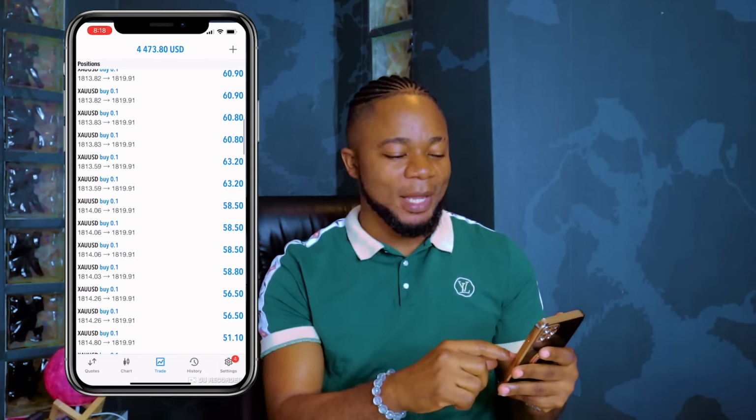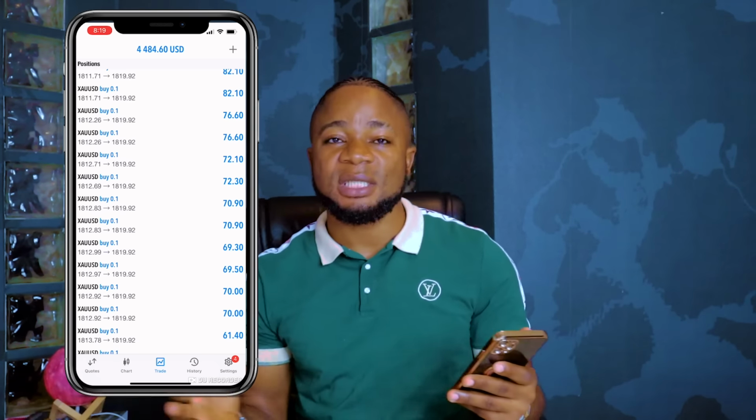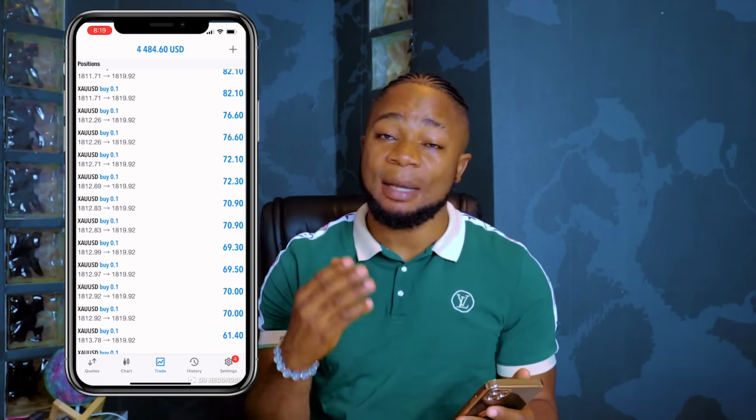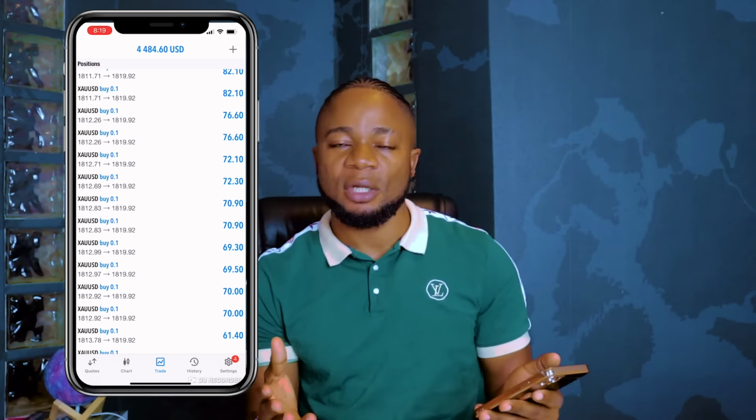And look at my lot size. Even though I'm on a $7,000 account, I'm using a lot size of 0.1. Very small lot size, because I understand that the strategy has the potential of opening many trades. So I want my margin to be able to support those trades. I don't want to open maybe 50 trades when I have a margin of $1,000 and I'm using a lot size of 0.1. If not, my margin wouldn't be able to handle those positions.